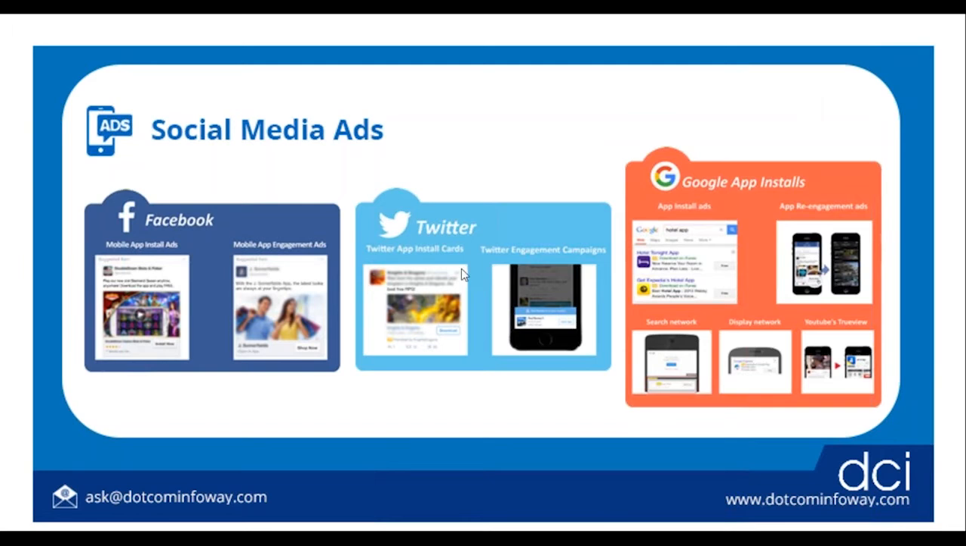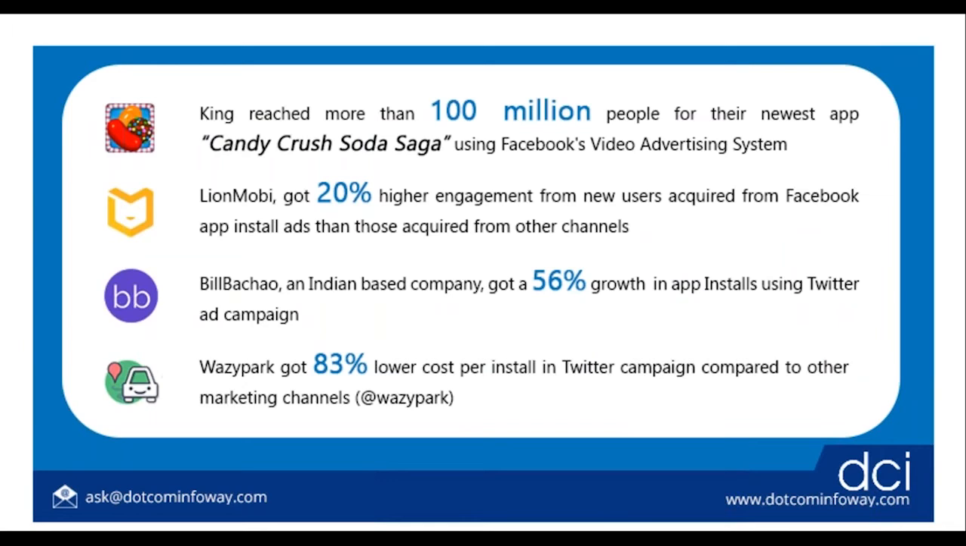So here are some examples. Social media advertisement is on the rise, and the popular segmentation and targeting capabilities make it work for a lot of developers. And companies like Facebook, Twitter, and Google have shown greater growth in revenue from mobile app install campaigns.